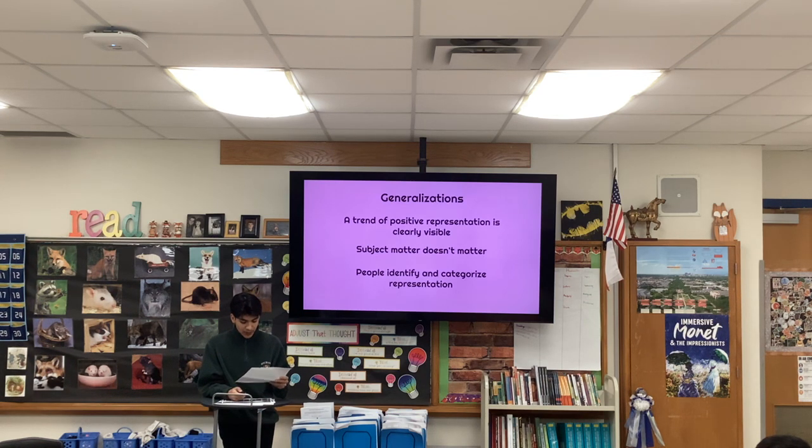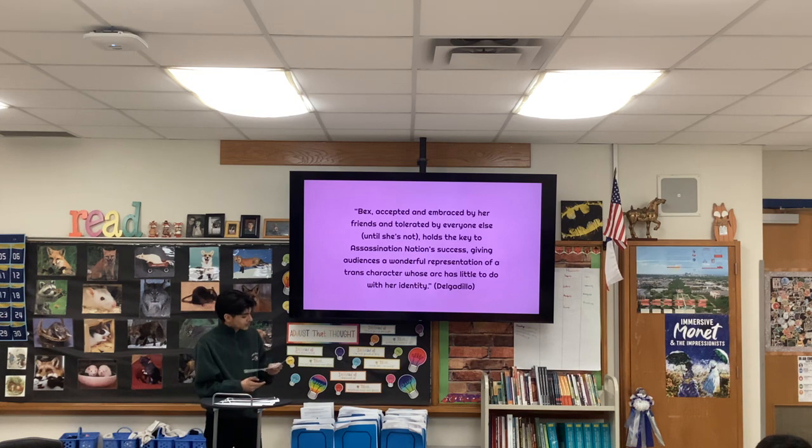Another thing is that people actually do identify and categorize representation on their own. This is a thing that people actively do. In this quote, the most important part that I found is at the bottom, where it says, Assassination Nation's success, giving audiences a wonderful representation of a trans character whose arc has little to do with her identity.